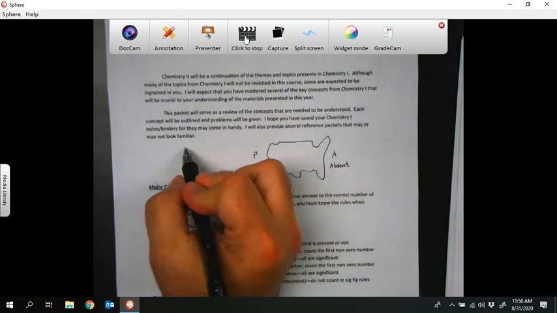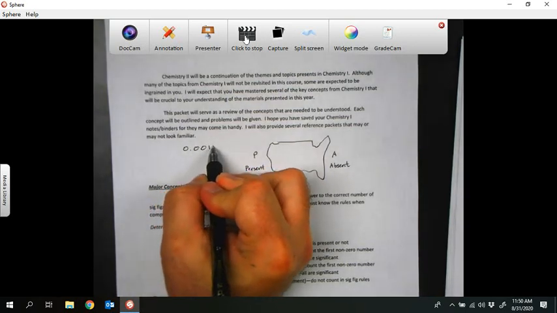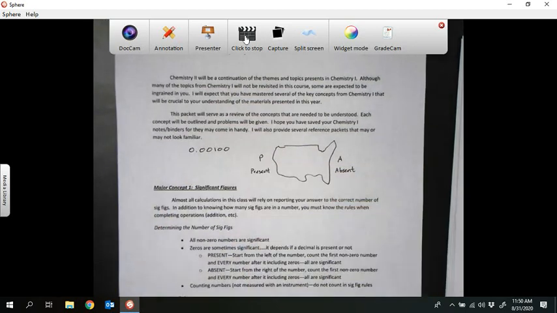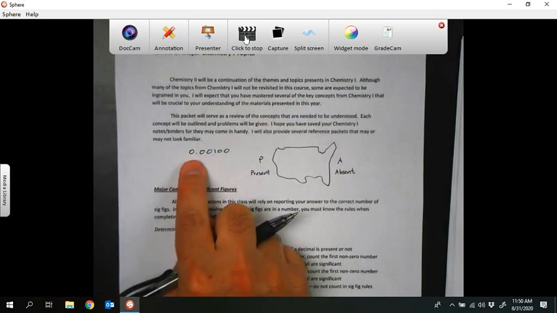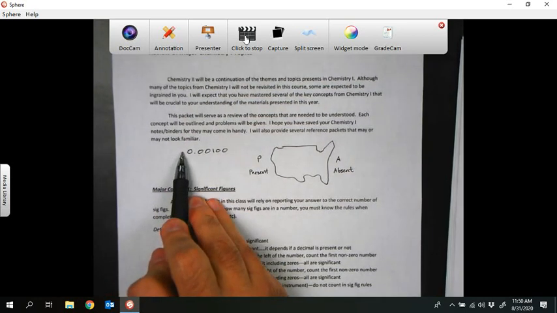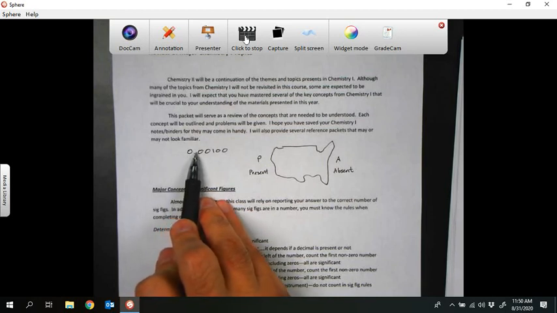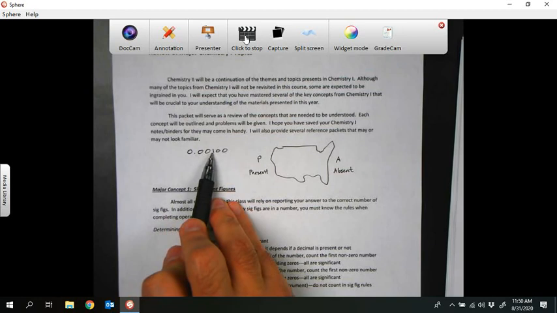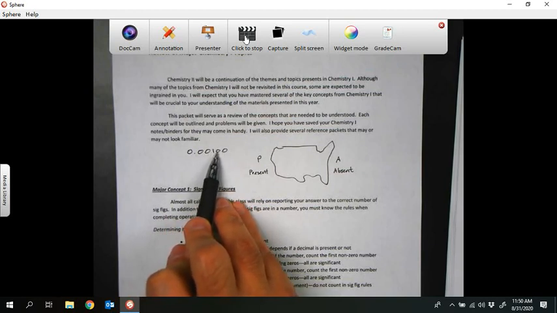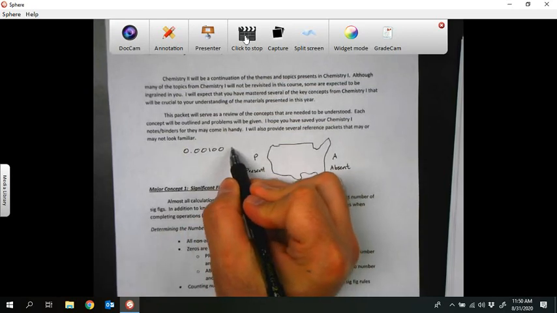So if we have the number 0.00100, and we want to know how many significant figures that is, we do have a decimal point present, so we're going to start from the Pacific side of the number. And we are going to go over in this direction until we come to the first non-zero number, so we count it and everything after it. So there's 1, 2, 3. So this one has 3 significant figures.